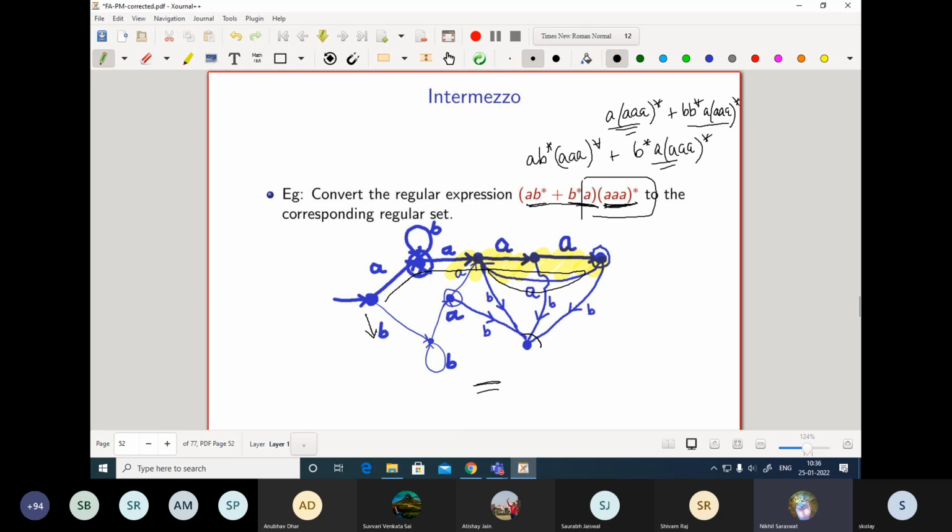Okay, and there is this sink state where anything else that you read, that is a certificate that the string does not belong to the language matching this particular expression, comes to this state. Anything else, this is sort of a sink state.